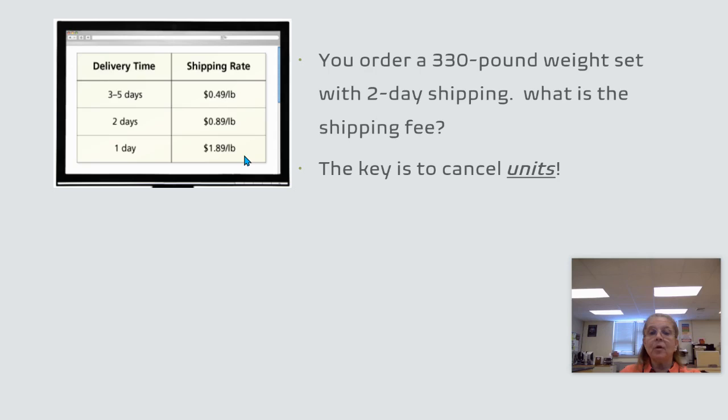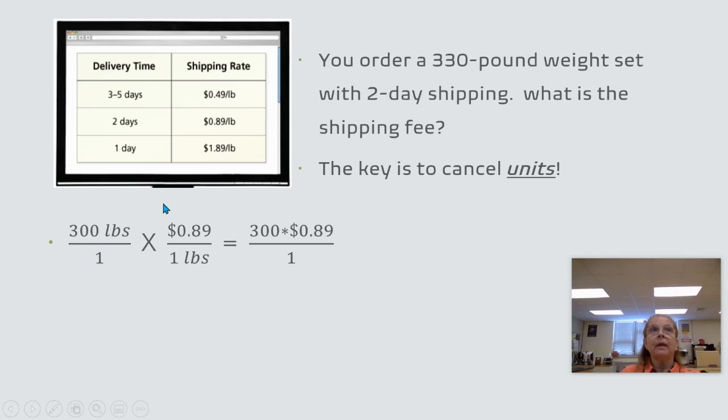So the first time you go in and you want to order a 330-pound weight set. That's what you're given, a 330-pound weight set. And you want to use the 2-day shipping. What is the shipping fee? So start with your 330 pounds on the top. That's the unit you're given.